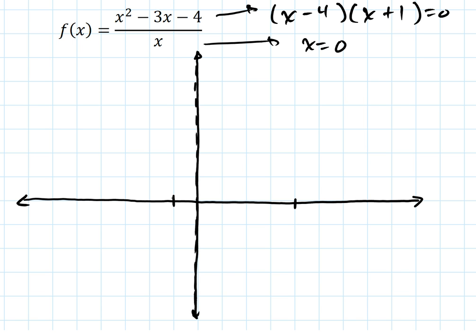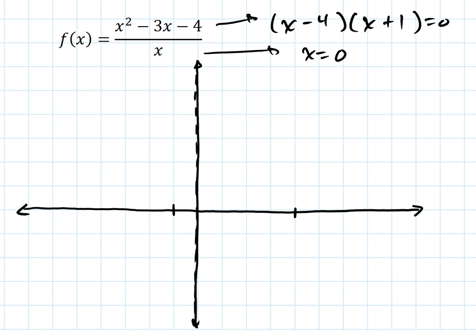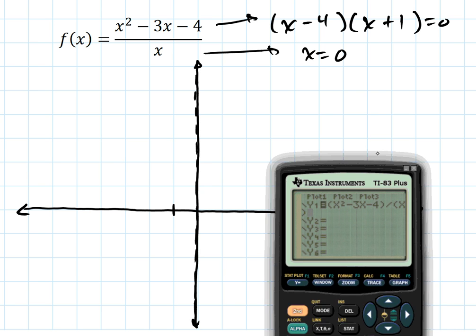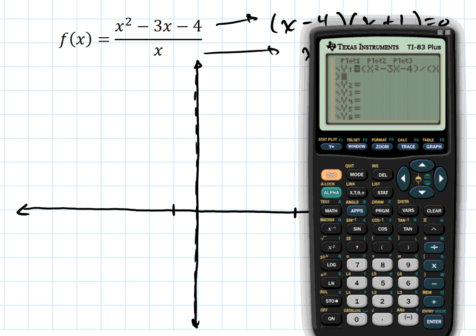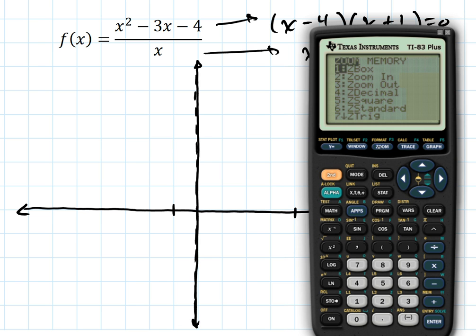So at this point, let's grab our graphing calculator and take a look at that function. I went ahead and typed that function into the graphing calculator ahead of time. You can see my numerator is set off with parentheses. I've got x squared minus 3x minus 4, and my denominator is just an x. I'm going to hit zoom, go down to standard view, and graph this function. And that's great. That's pretty much what I thought would be going on.